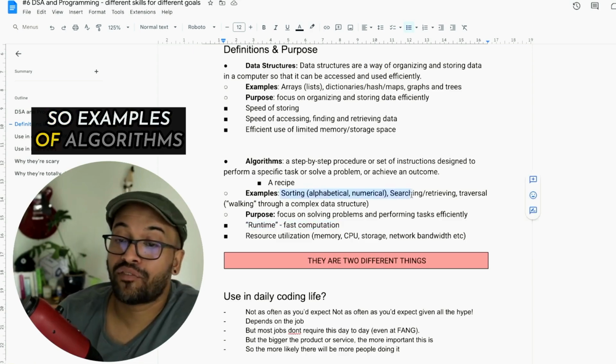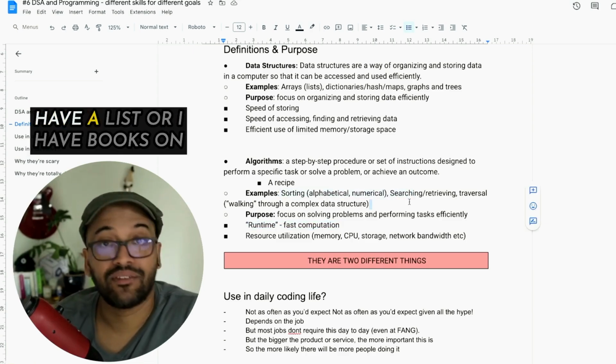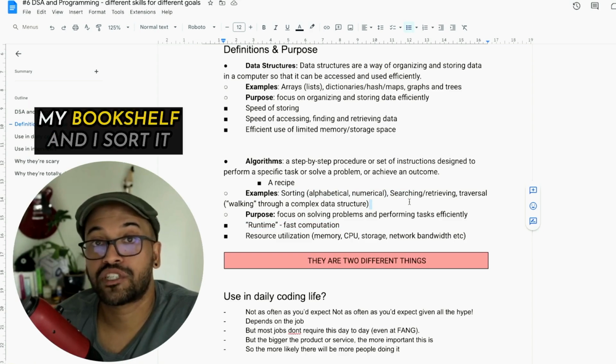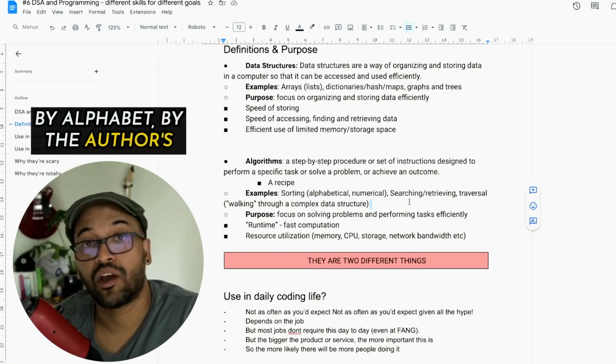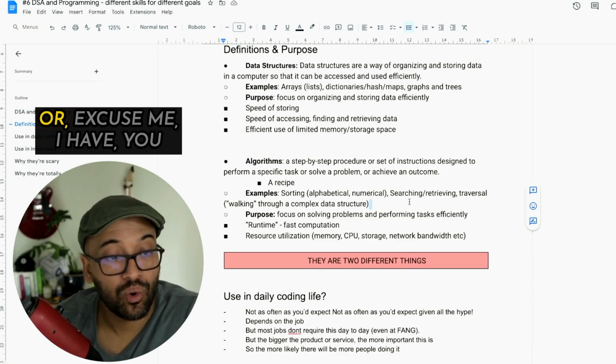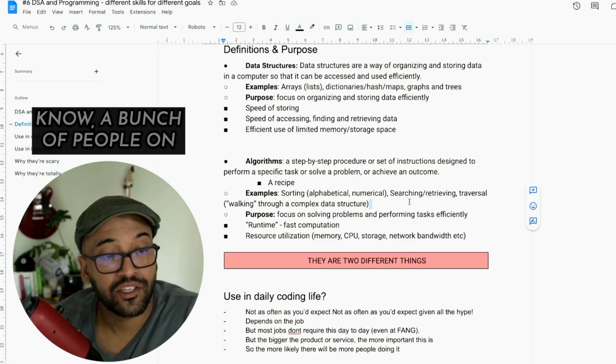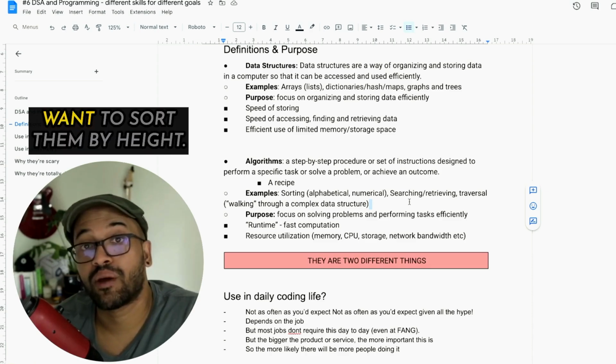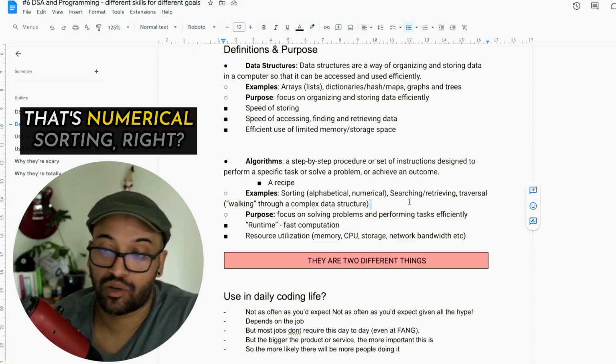So examples of algorithms can be sorting. Like, I have books on my bookshelf and I sort them by alphabet, by the author's name or by the title. Or I have a bunch of people on a basketball team and I want to sort them by height. That's numerical sorting, right?